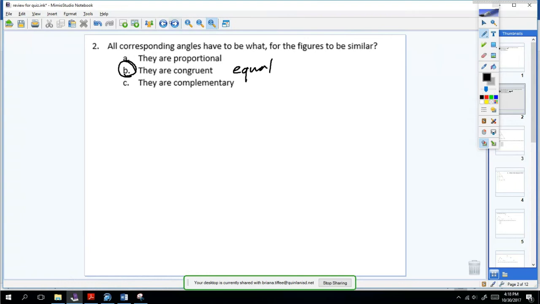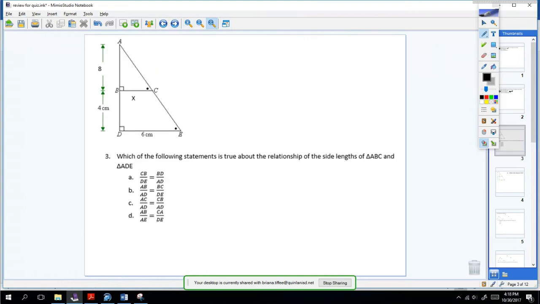So, number 3, which of the following statements is true about the relationship of the side lengths of ABC and ADE? So we got to figure out which one's true. So first off, you have triangle ABC to triangle ADE. So my first answer choice says CB. So up here, CB goes with DE. That's correct. The other side says BD. Well, BD aren't even on the same triangle, so that means automatically A is wrong.